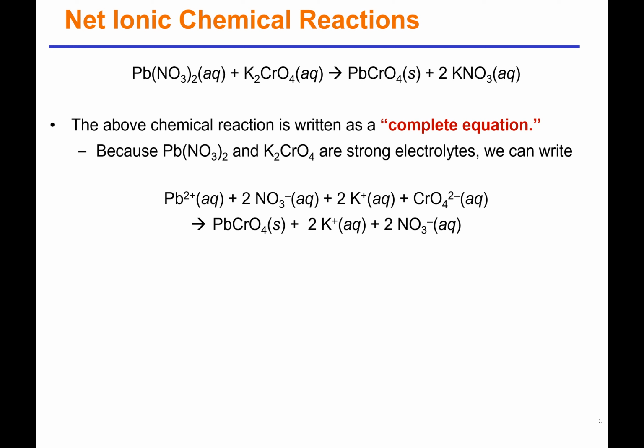Okay, so in other words, what have we done? We've broken everything into ions that can be broken into ions. The only thing in this equation that can't be broken into ions is my lead chromate. Everything else can be ionic. So this is called the complete ionic equation. The one at the top is the molecular equation or the complete equation. Now this is the complete ionic equation. Why ionic? Because I've broken everything that can be broken into ions into ions.